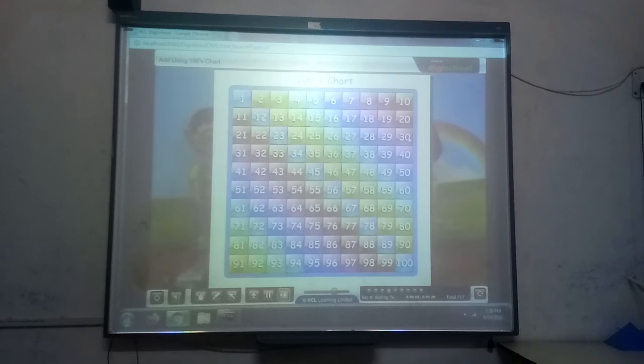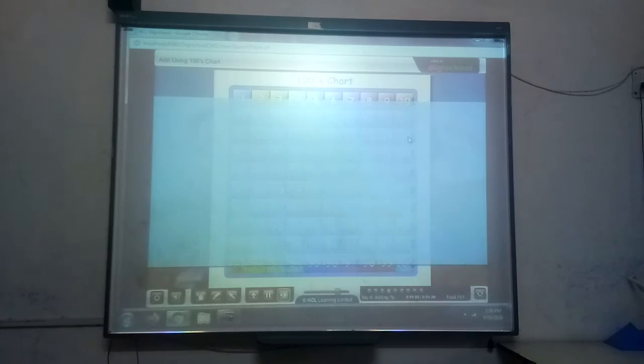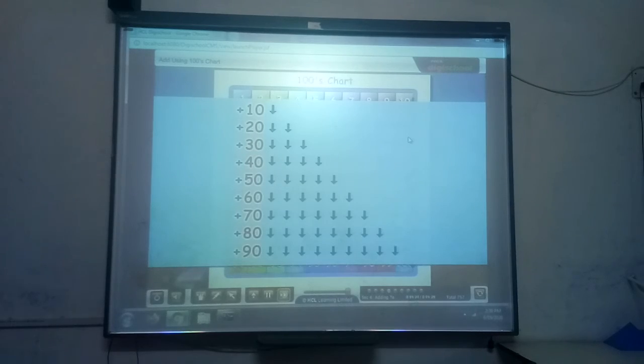To add tens on a hundreds chart, we move down across rows. To add a 10, we move 1 row down. To add 20, we move 2 rows down. To add 30, we move 3 rows down. And so on.